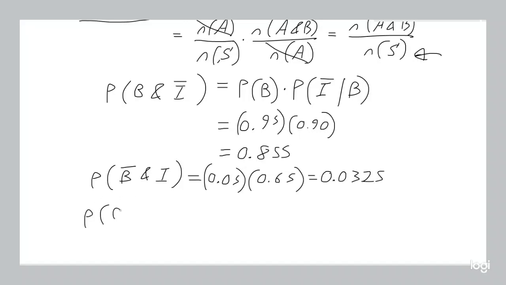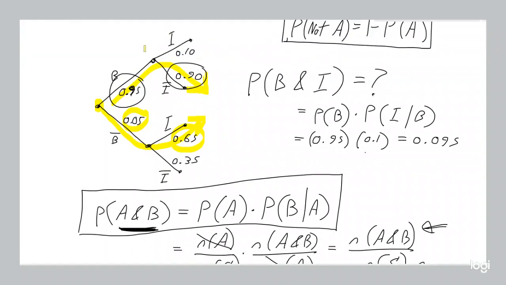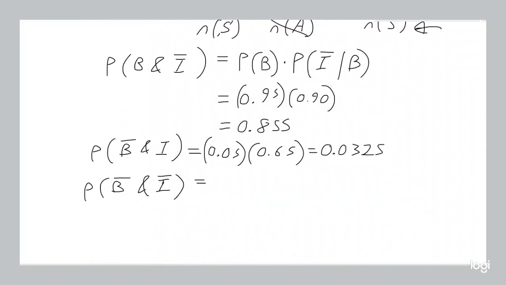And if we want to know the probability of not wearing a seatbelt and not getting a serious injury after a serious accident, then we're just going down this path right here. So 0.05 times 0.35, and that gives us 0.0175.